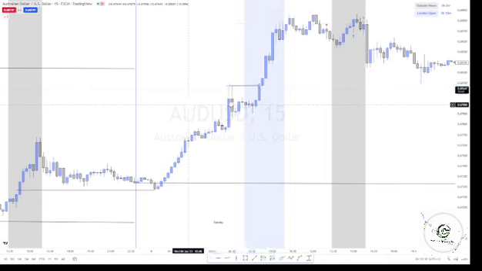Now, when price created this double high, this first high and this second high, these two highs here are liquidity points. In other words, there is money resting above here. And it came down and started giving some vibes, started creating liquidity and stuff like that.